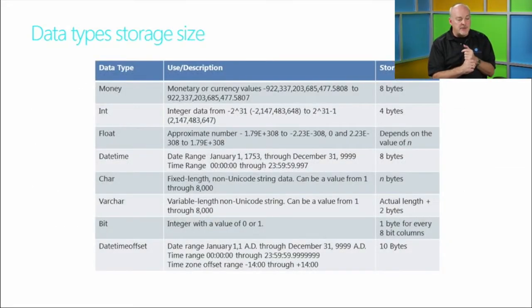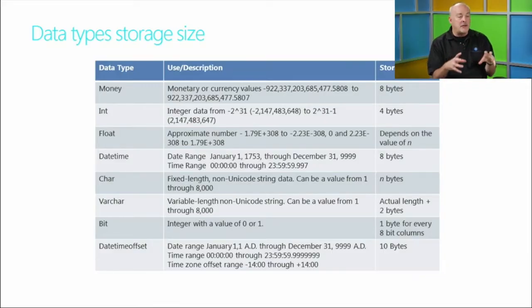Here's an example of some of the different data types in the storage. For instance, as you can see, the int, short for integer, can store a number from minus 2,147,483,648 to plus 2,147,483,647. So it's 2 to the 31st if you look at it that way. Char, for instance, is fixed length, non-Unicode data, any value from 1 to 8,000 characters. The bit we talked about already, and the date time offset we talked about already.